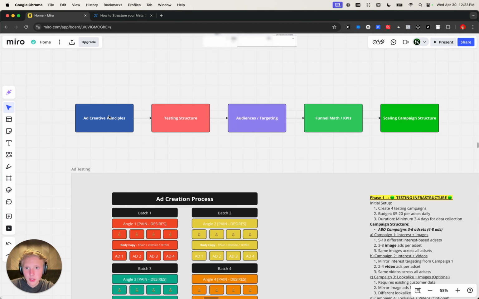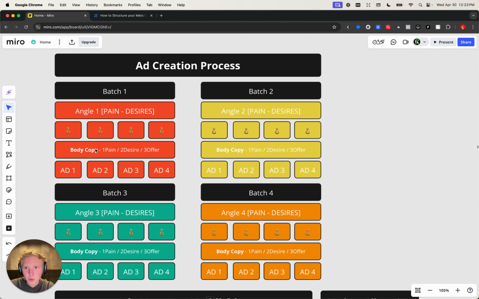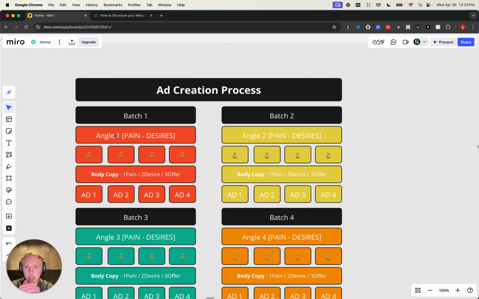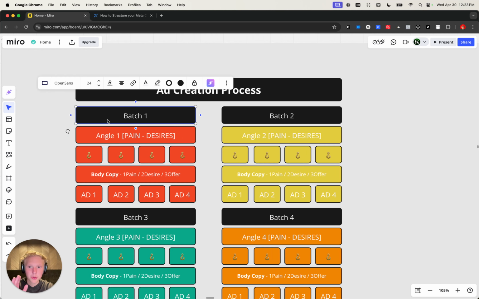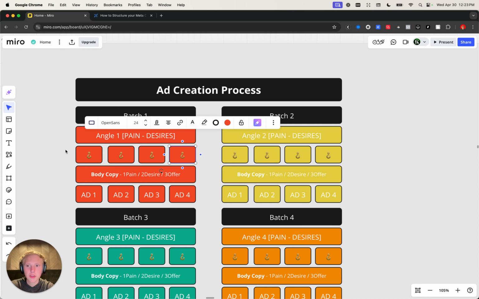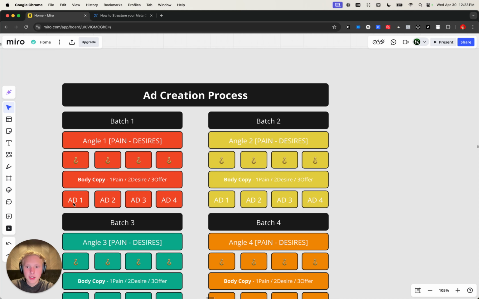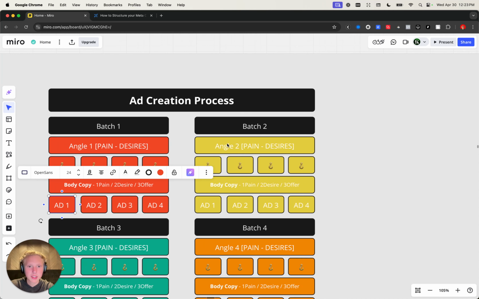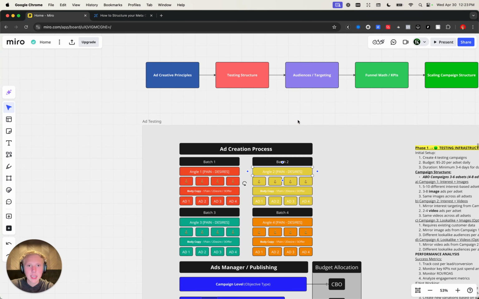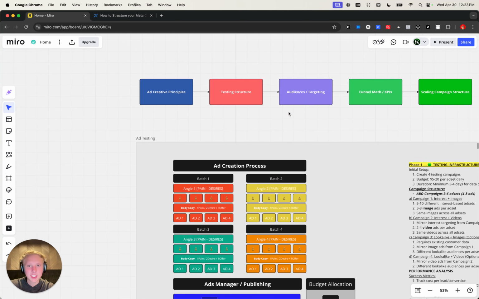So the ad creative process, right? We want to have specific ads that we're testing that all have that one angle. So we're going to have one angle, and this is going to be in batch one. So we're going to have one angle and then hook, hook, hook. So these are 4 ads, and then our body copy is the same across all ads, and this creates the 4 ads like I was saying. And then we're going to test angle 2, test angle 3, angle 4. So that's how we test ads, and that's a whole other video itself.